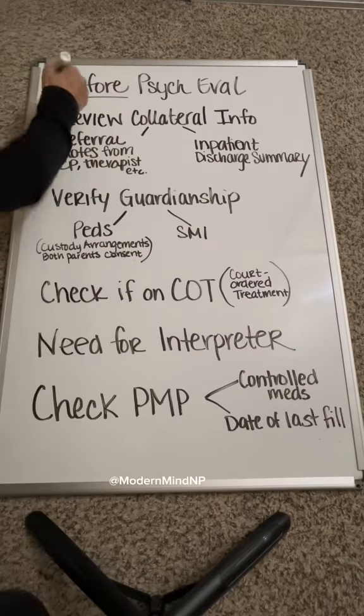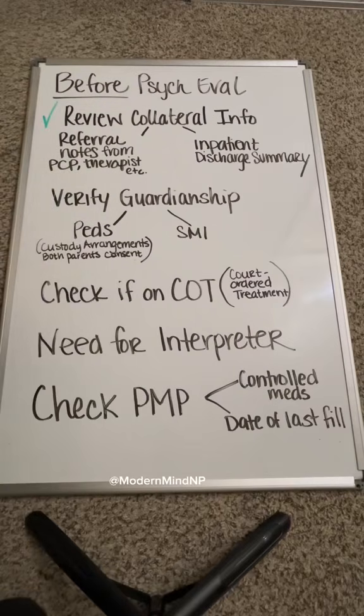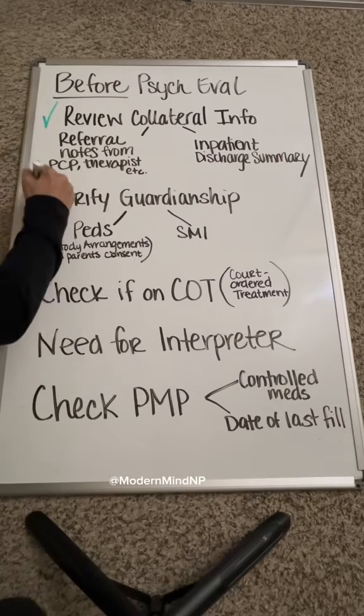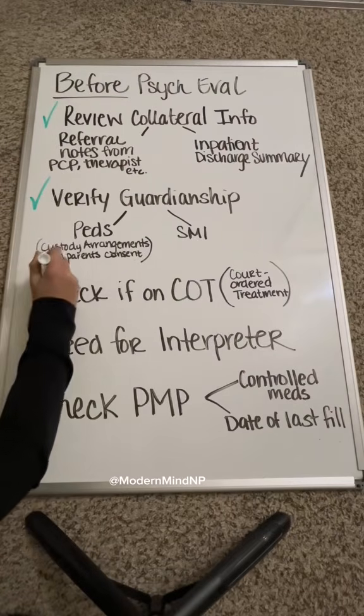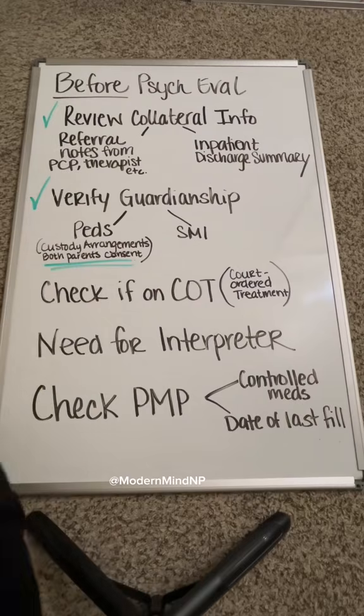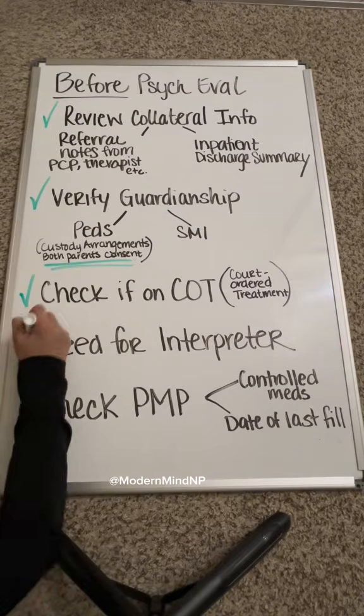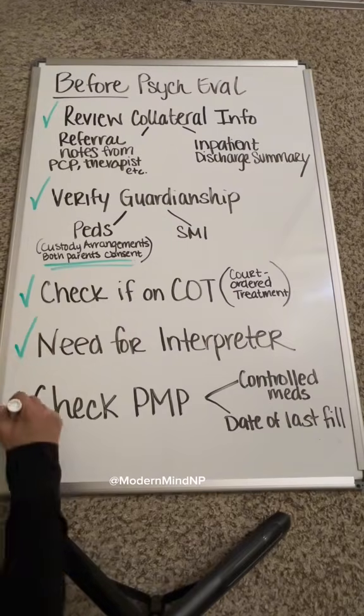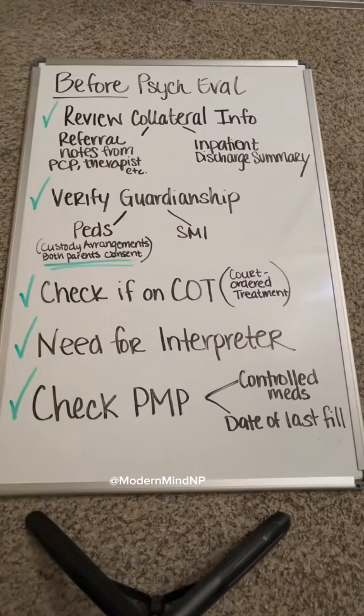So before I do any psych eval, I make sure to review any collateral information that I may have, so any referral sources or inpatient discharge summaries. I make sure that I have all the guardianship information that I need, especially with custody arrangements with our pediatric patients. Do both parents need to be present? It's important to know if your patient is on court-ordered treatment or if they need an interpreter, and make sure to check the prescription monitoring program for any controlled meds, and make sure you know the date of their last fill for those medications.